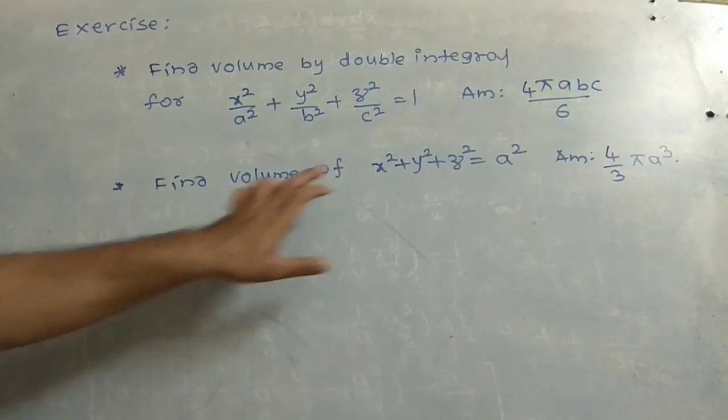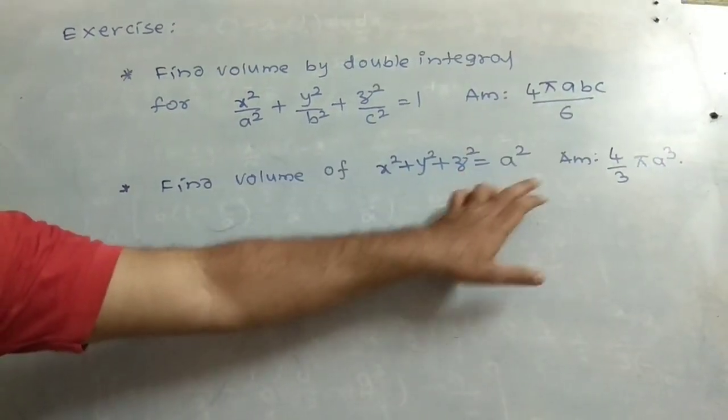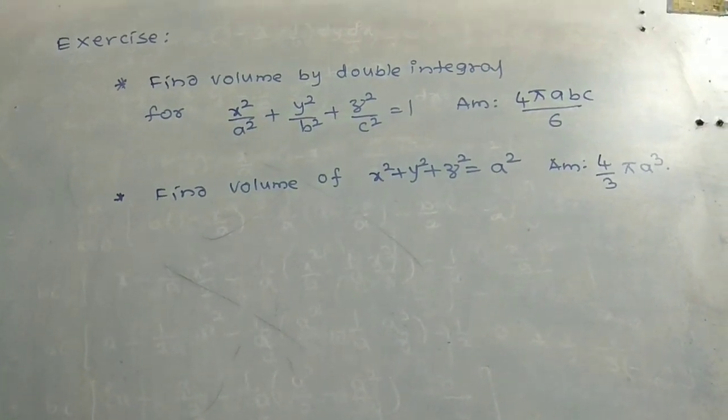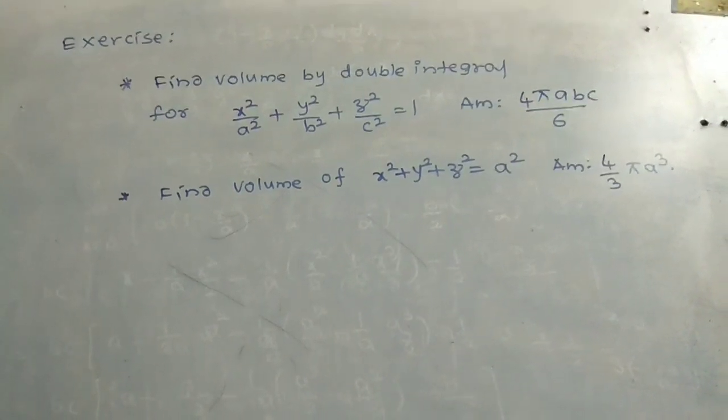Similarly, find the value of x square plus y square plus z square equal to a square. Same procedure, 4 by 3 into pi a cube. So with this, the value of a given expression by the double integral topic is closed.